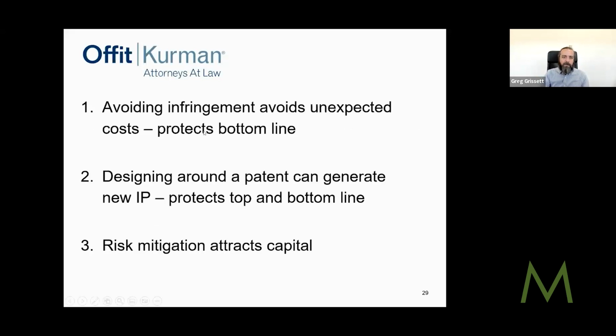Okay, just a little bit more. Avoiding infringement avoids unexpected costs. If you know where the landmines are, you can try to avoid them. And I think that's just good business practice. Designing around a patent can generate new IP. If you're designing around something and your design-around comes up with something new, that's an opportunity for developing patents. And then risk mitigation attracts capital. This is true in patents. It's true in a lot of different situations outside of necessarily IP, but it certainly is in this case.